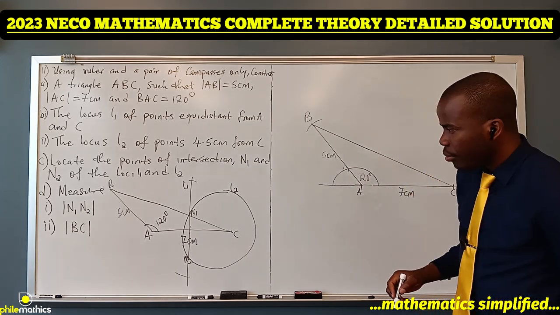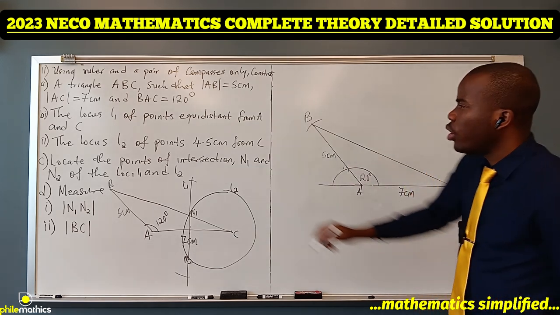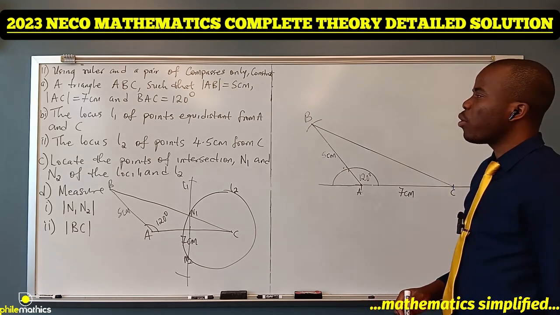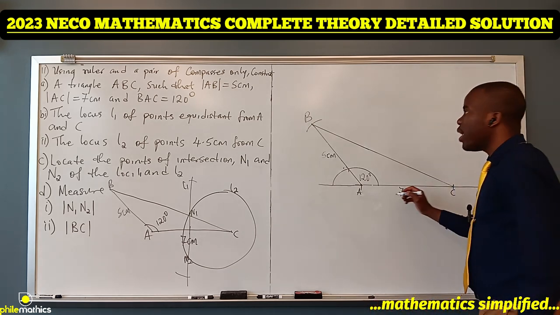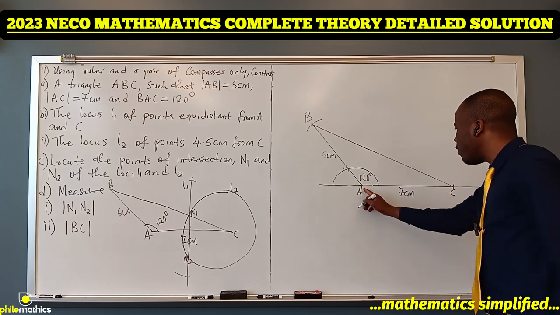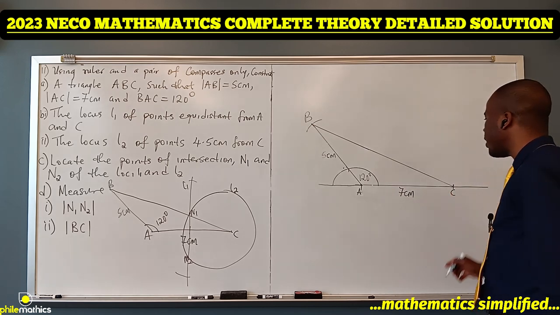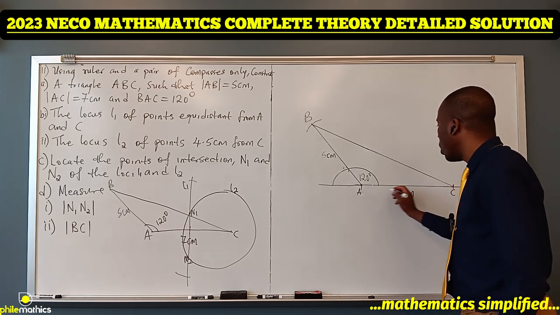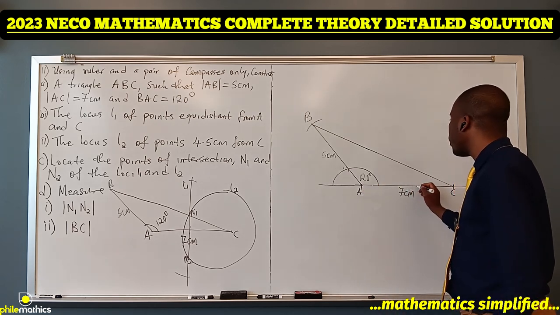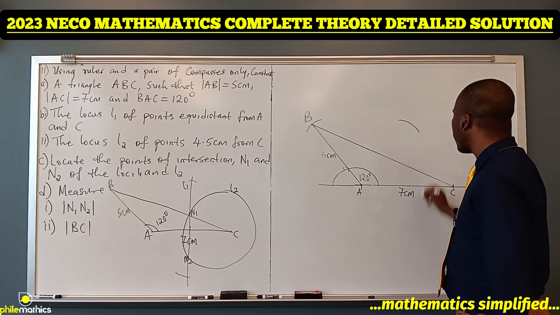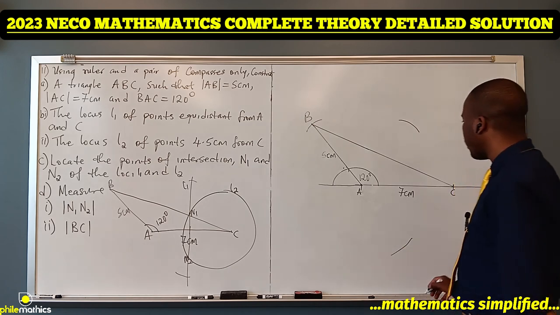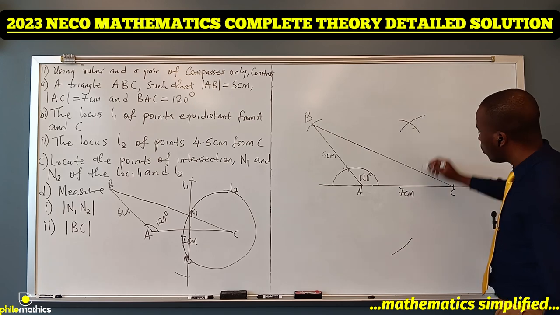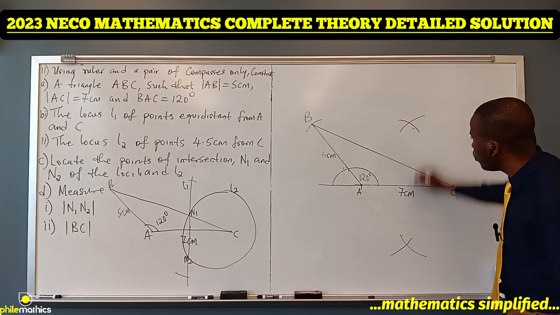And so, next thing we'll do is to get the locus LO1 of points equidistant from A and C. The locus is a straight line that divides this line AC. For us to get it, take your pair of compass, place the pin here, make sure it exceeds the center. You draw an arc at the middle, at the center back behind. You place it here again without adjusting. You cut, and then join these two lines together.